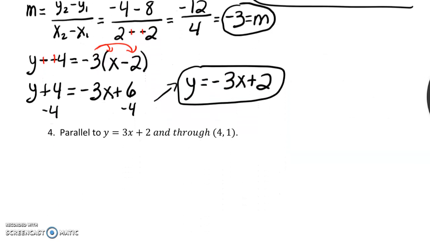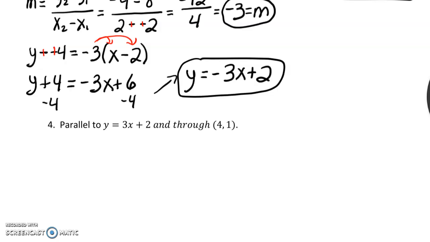Okay, so on the next problem, it tells us that it's parallel to y equals 3x plus 2 and goes through (4, 1). So parallel, we know, this means that we have the same slope. So that means that our slope is going to be 3. Okay, and so with a slope of 3, we're going to go ahead and do the same thing that we did above and plug it into point slope form.